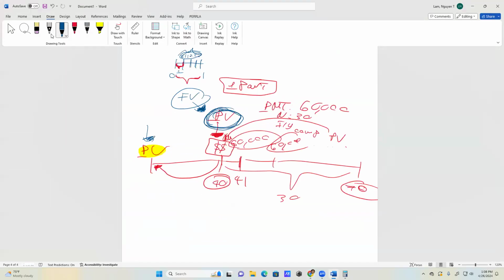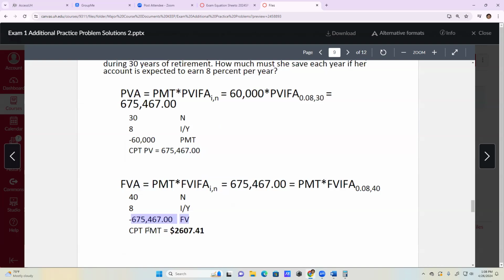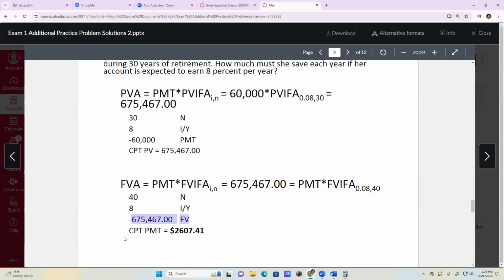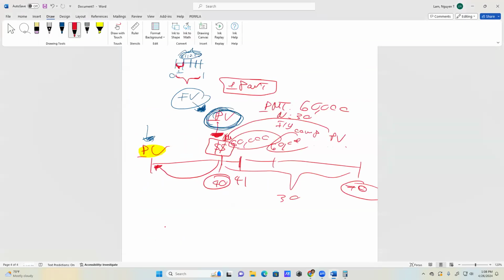My apologies. The problem is asking us to find the payment, because it asks how much she has to save each year if her account is expected to earn that. So they're not trying to find present value. However, it shouldn't be difficult. Instead of hitting compute present value, you hit compute PMT.